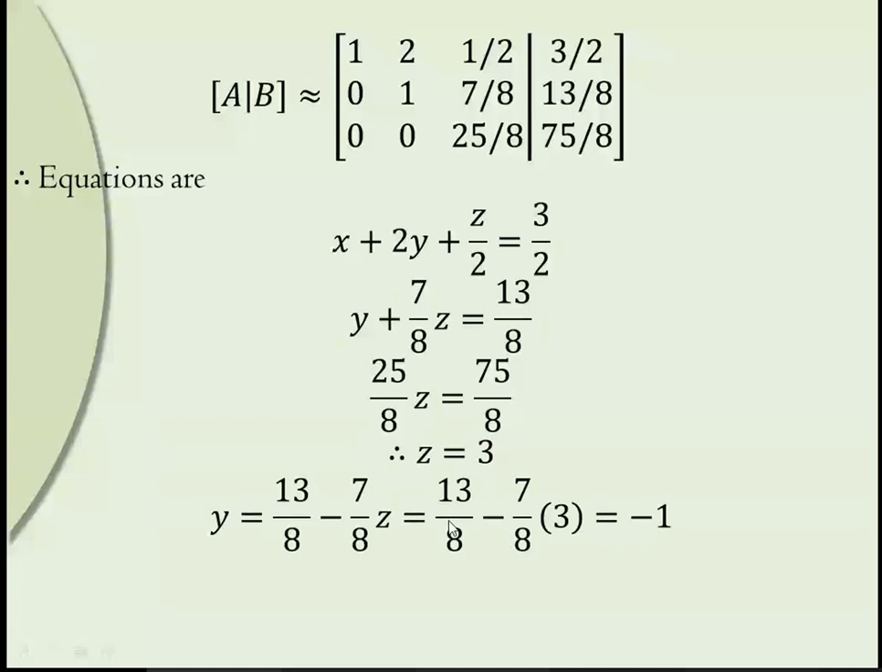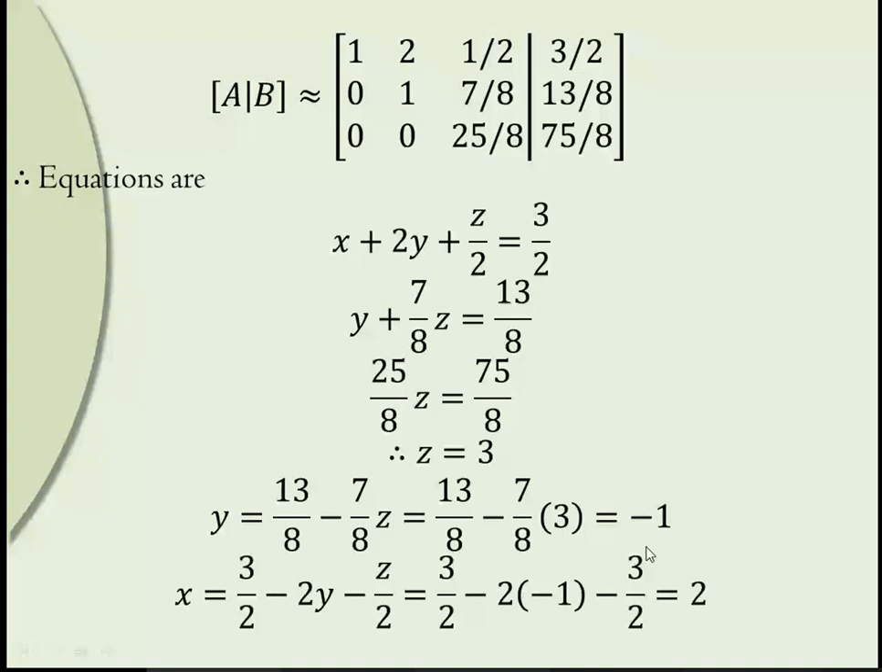So it will be 13 by 8 minus 7 by 3 into 7 by 8 into 3. That comes up to be minus 1. And x will be 3 by 2. Using this first equation, 3 by 2 minus 2y minus z by 2. So put that y and z over here. That gives us the answer 2. So the solution of that system is x equal to 2, y is equal to minus 1, and z equal to 3.